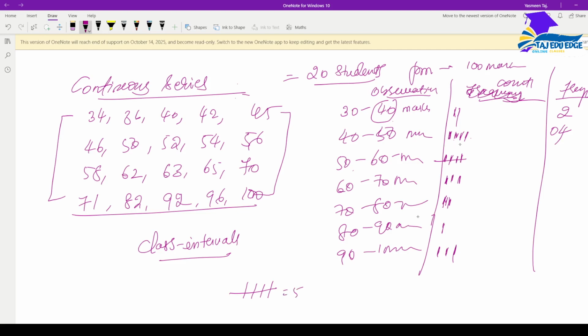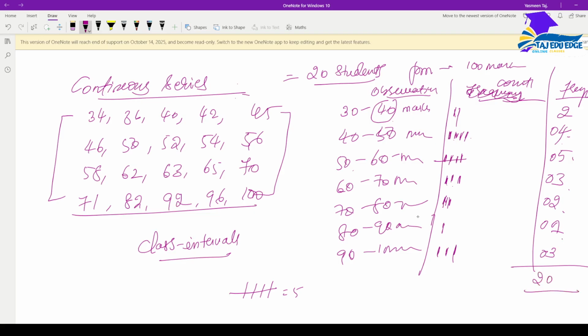So here 1 2 3 4 lines, 4, one horizontal line, 5, then 3, 2, 1, and next 3. If we count here, 2 plus 4 is 6, 6 plus 5 is 11, plus 3 is 14, plus 2 is 16, plus 1 is 17, plus 3 is 20. Number of students are 20.